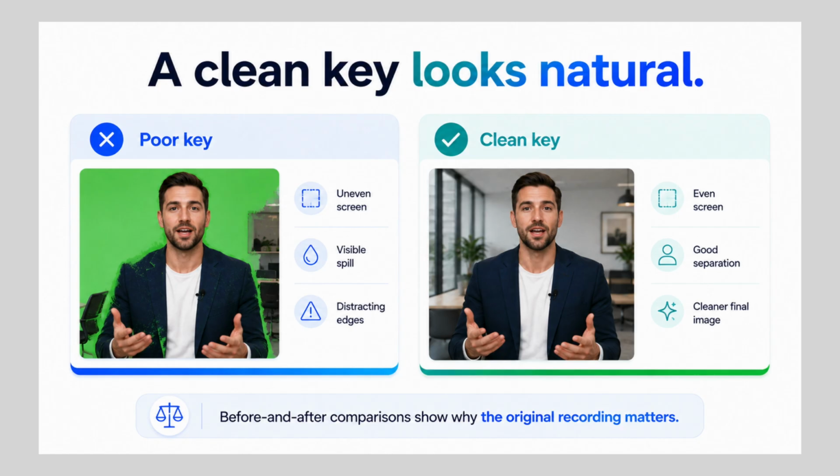This is where before and after comparisons can be especially useful. A well-lit green screen recording may initially look plain, but once the background is replaced, the edges around the presenter should appear clean and natural. By comparison, an unevenly lit green screen can leave rough edges, visible green areas, or distracting colour around the subject.